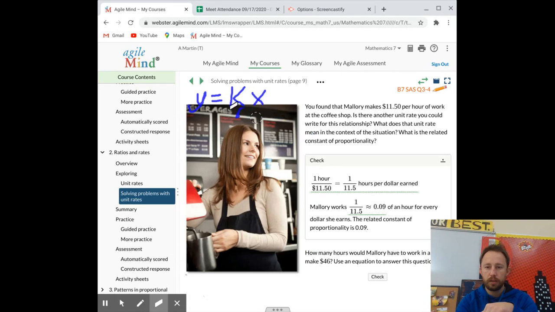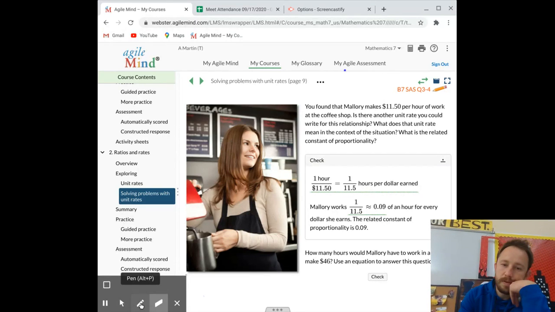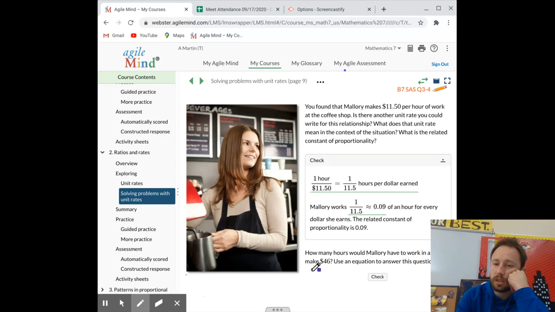We would have to divide 46 into 11.5. All right. So, Levi, do you have anything to add to that? Oh, I thought it was 46. Correct. So, we're going to do 46 divided by 11.5. And I got 4. Correct. $46 divided by $11.50 tells us that they worked 4 hours. Mr. Martin, I multiplied. All right, so let's talk about this.